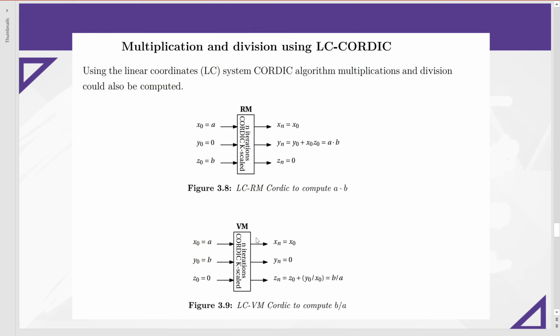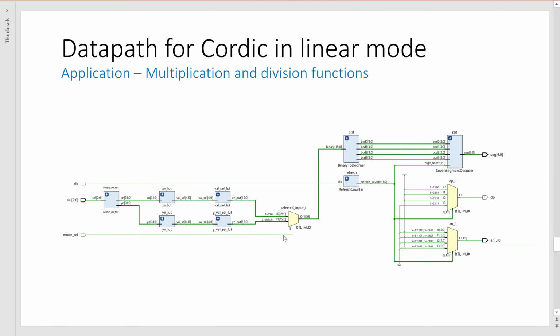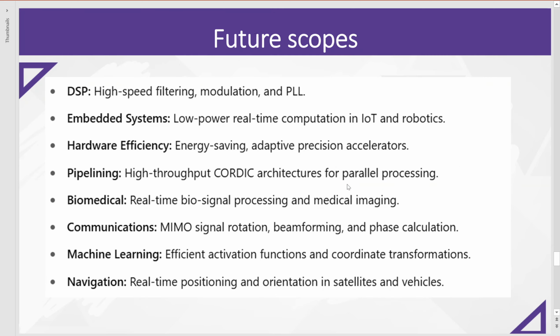Similarly, if I am using the vectoring mode in the linear coordinates, I will get the division by putting x equals a, y equals b, z equals 0. This will work fine, but we have to come up with the scaling factor decomposition also. This is the data path of CORDIC in linear mode. Same thing, we have to use the LUTs to give the inputs, and select the division and multiplication function.